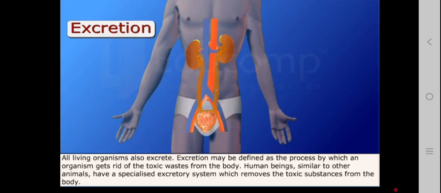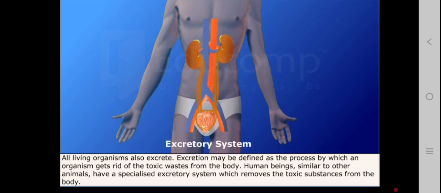Excretion may be defined as the process by which an organism gets rid of the toxic waste from the body. Human beings, similar to the other animals, have a specialized excretory system which removes the toxic substances from the body.